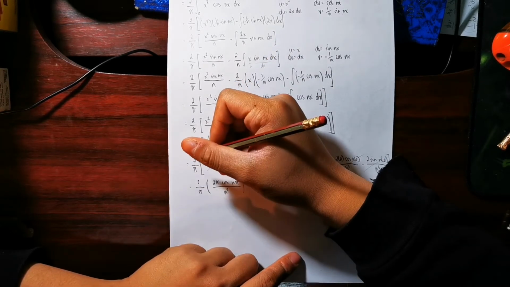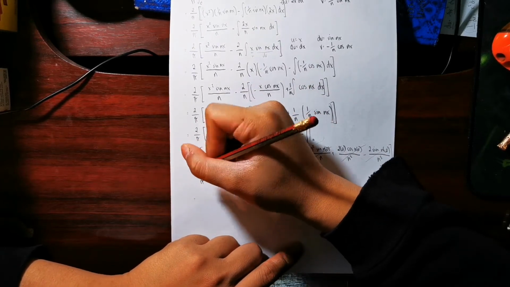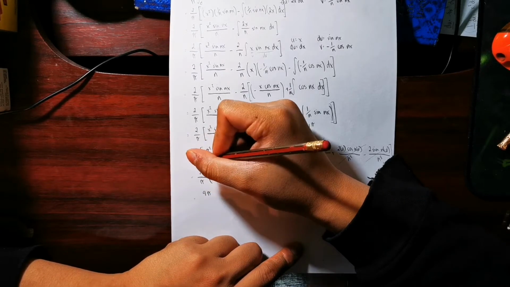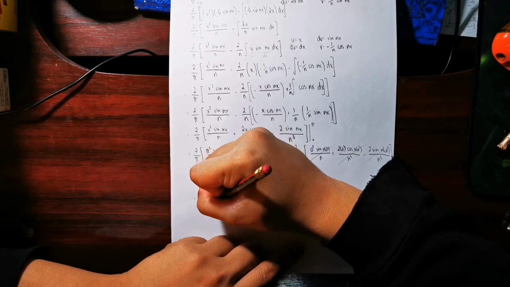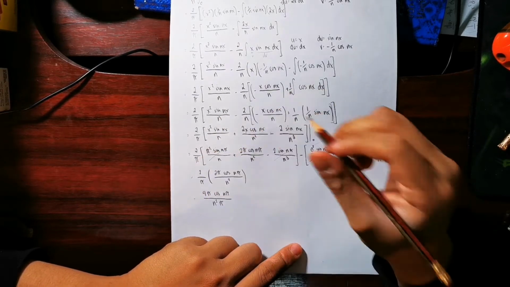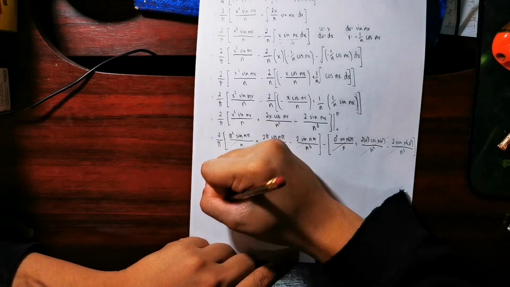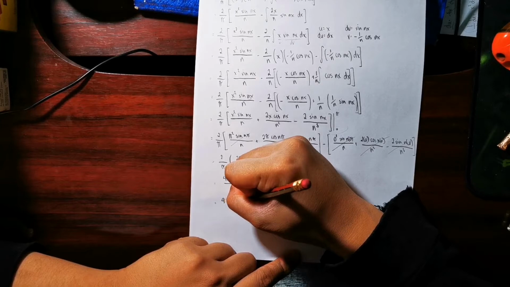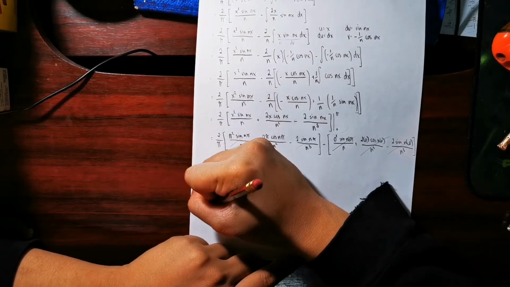Okay, so now we are left with 4 pi cos n pi over n squared pi. So we can cancel this out. So we will have 4 cos n pi over n squared as our a sub n.